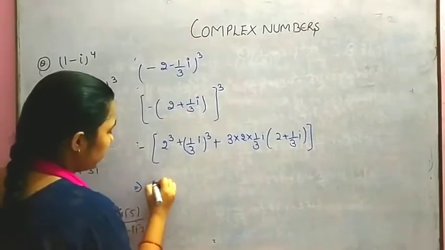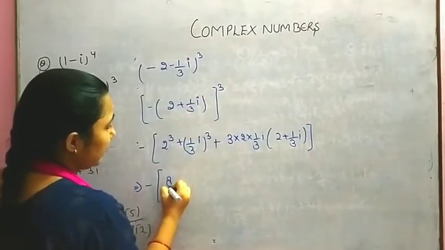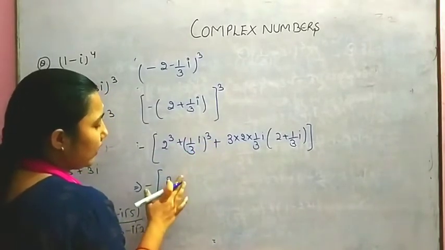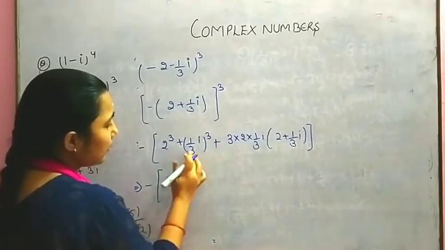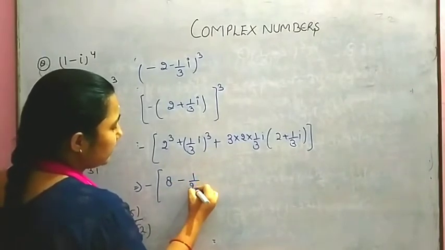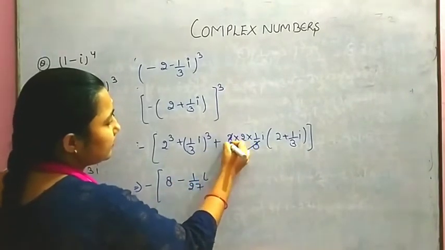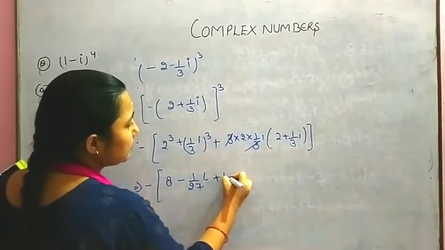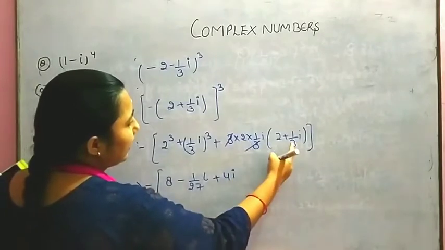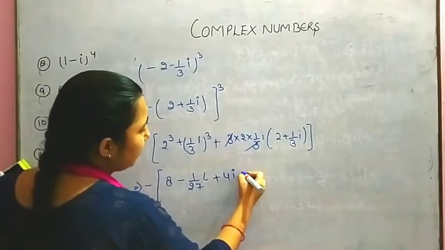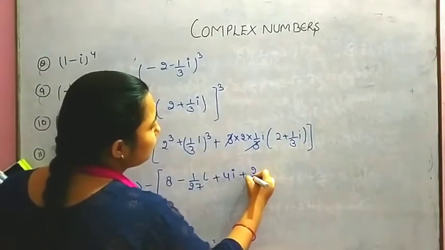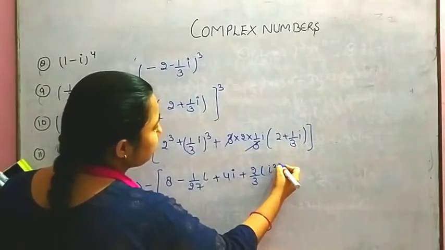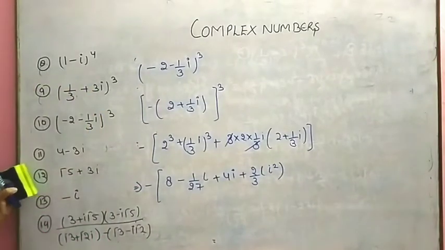Now this is minus 2 cube, that means 8. (1/3) cube, that means i cube is written as i square into i as in the previous question. So we get minus 1 over 27 i. 3 and 3 will be cancelled out. We get 2i only. 2i multiplied by 2, we get 4i. And 2 multiplied by 1 by 3i, we get 2 by 3, i into i square. Correct?